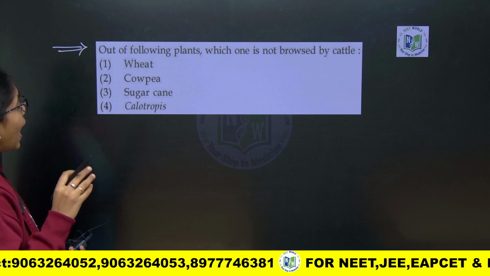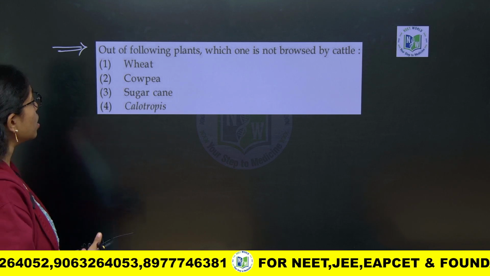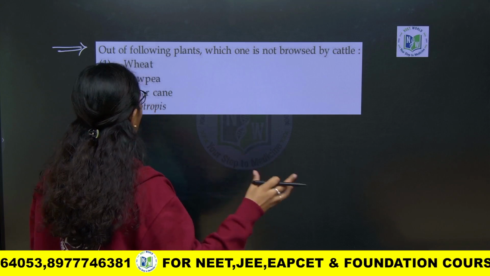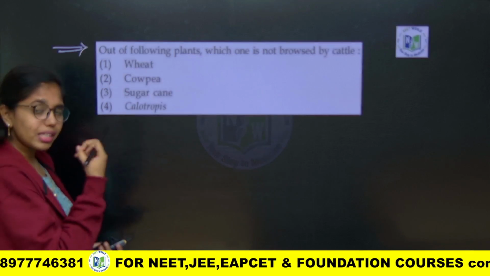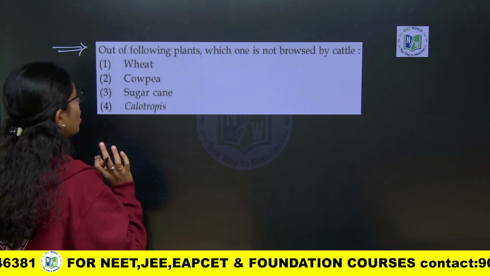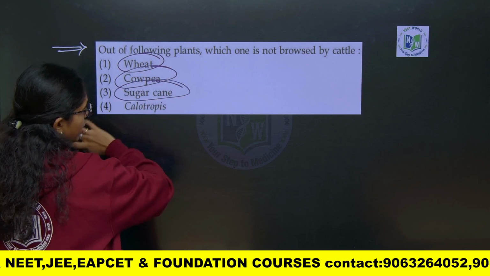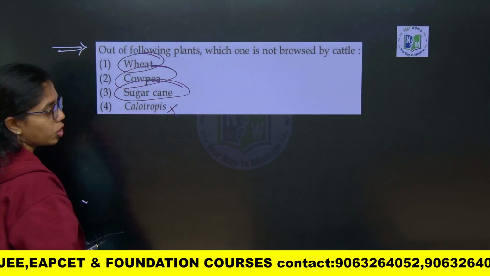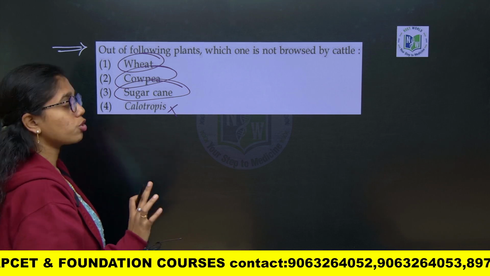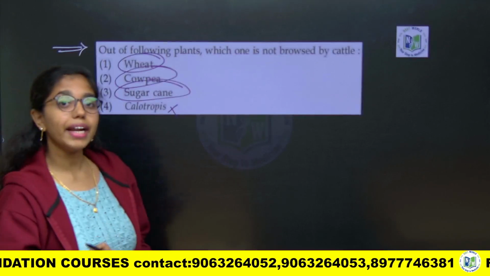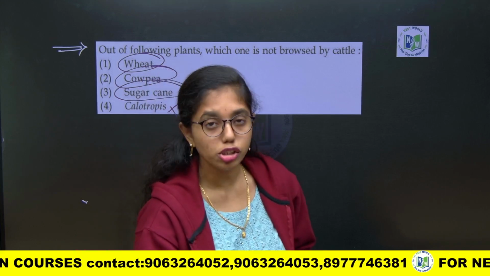Okay, and the last question of this session, out of the following plants, which one is not browsed by cattle? Cattle, this you can easily answer with general knowledge also. It will usually browse wheat, cowpea and sugarcane, but not Calotropis. Calotropis is not browsed by cattle or herbivores. Okay, so with this we can end the previous year question sessions of CUET.